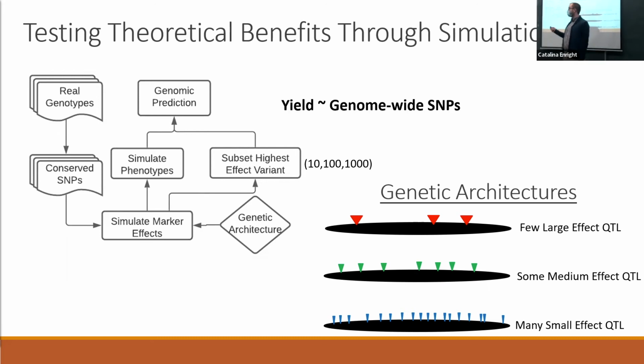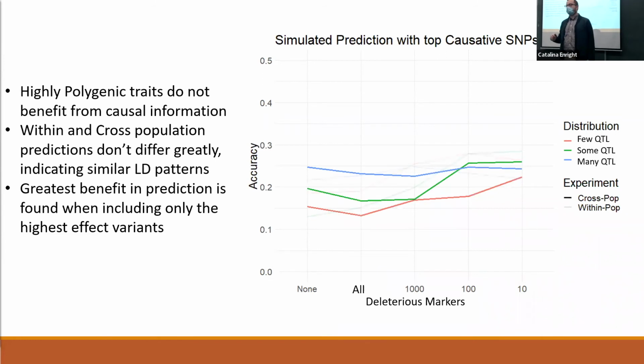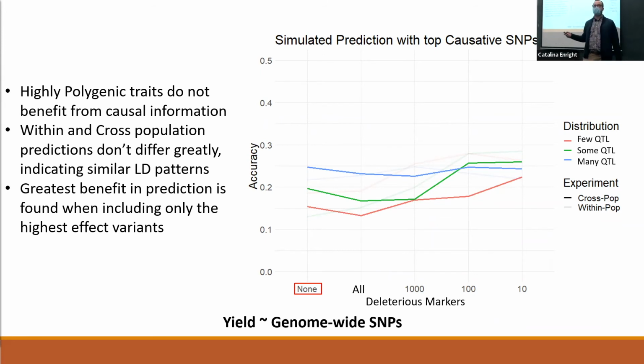So the baseline is going to be using just the whole SNPs. Then I'm going to use all of the causative SNPs, or these deleterious markers. Then we're going to look at just paring down to the highest effect, and see what happens. So here are the results. These are just the cross-population. Let me walk along the x-axis for you. So here is when we don't add anything but the genome-wide SNPs.